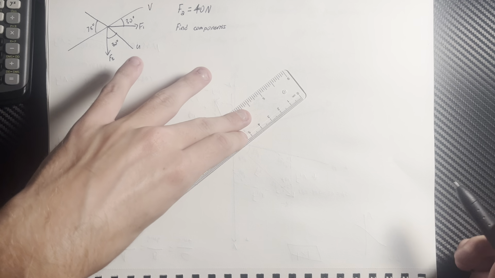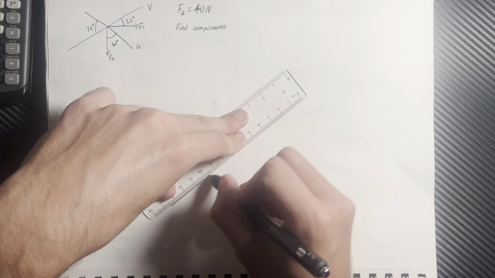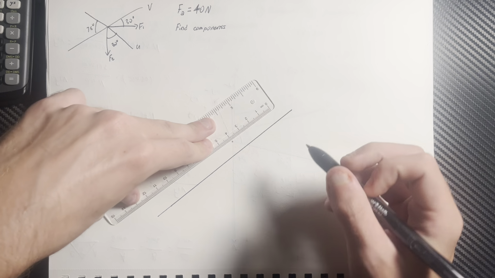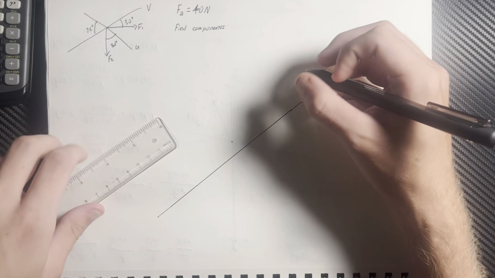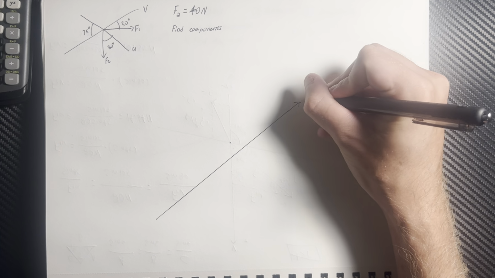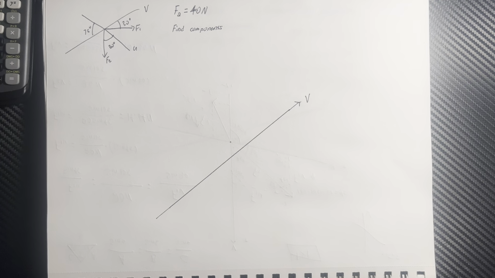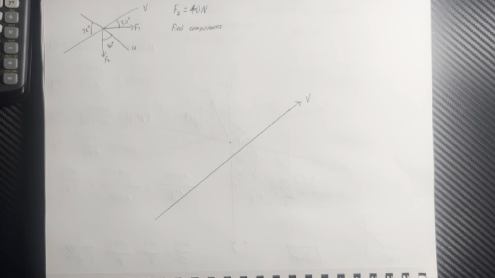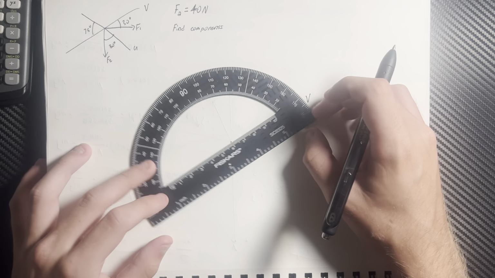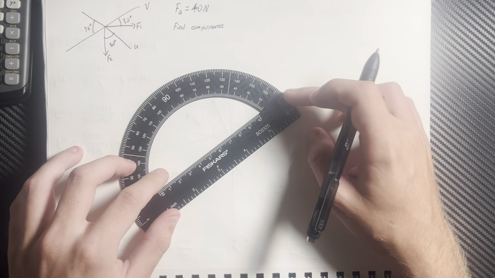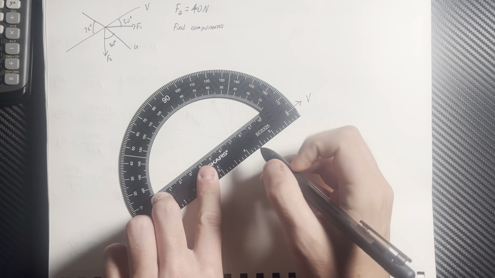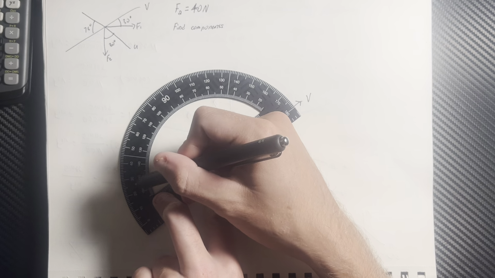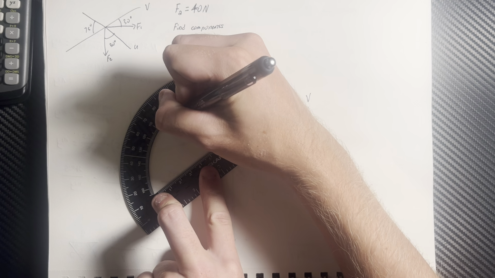So I'm going to just draw our V component here. And then I'm still going to use the protractor to find the other component because it's just easy that way. 75 degrees, which is right here.